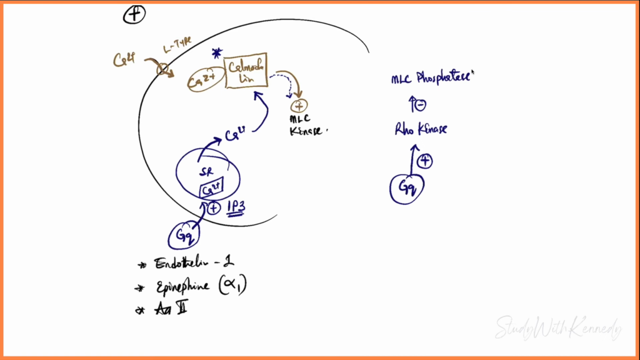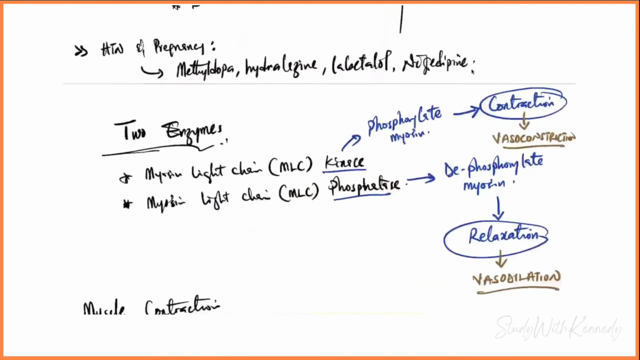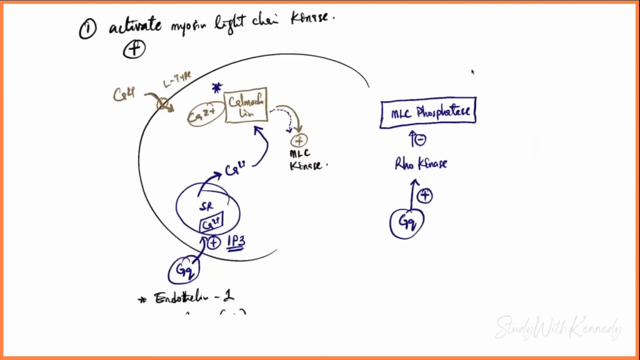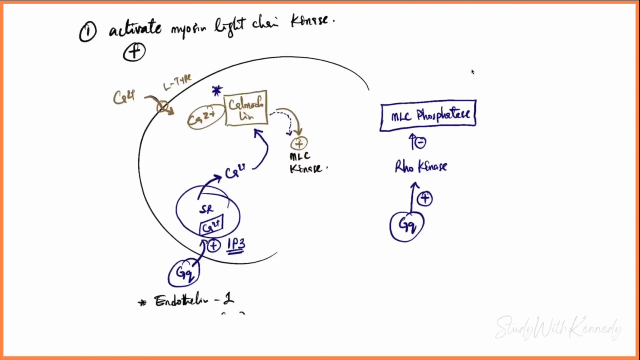Rho kinase inhibits myosin light chain phosphatase. You remember that we said previously that myosin light chain phosphatase causes muscle relaxation and vasodilation. We talked about that just now. So by inhibiting myosin light chain phosphatase, we are preventing vasodilation. That is what Rho kinase is doing. Rho kinase is preventing vasodilation by inhibiting myosin light chain.